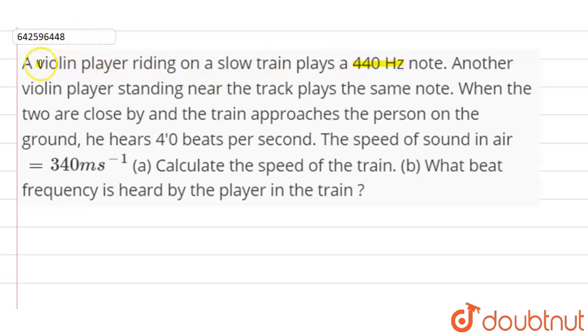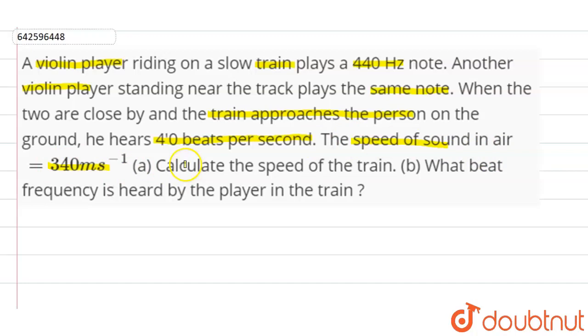Hi, the question is, a violin player riding on a slow train plays a 440 Hz note. Another violin player standing near the track plays the same note. When the two are close by and the train approaches the person on the ground, he hears 4 beats per second. The speed of sound in air is 340 meters per second.